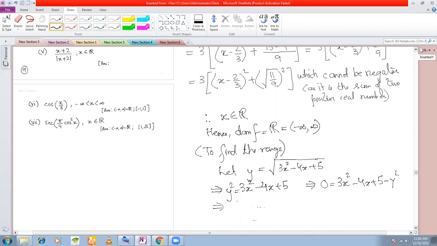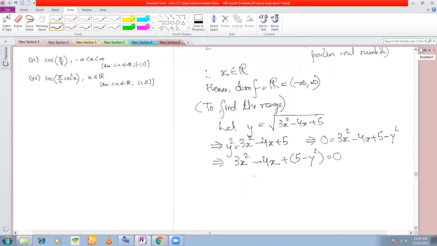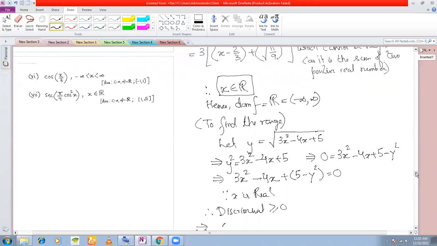So this is a quadratic now. 3x square minus 4x plus 5 minus y square is equal to 0, right? Now, because the domain of x is the set of real numbers, since x is real, the discriminant of this quadratic must be greater than or equal to 0. That means b square minus 4ac must be greater than or equal to 0. So you have b square. Have I made a sign mistake? Is this plus here? Let me just check once again.